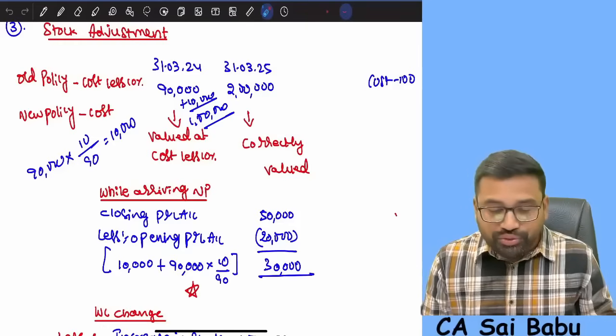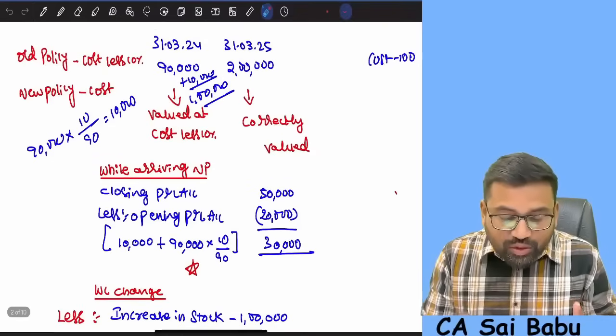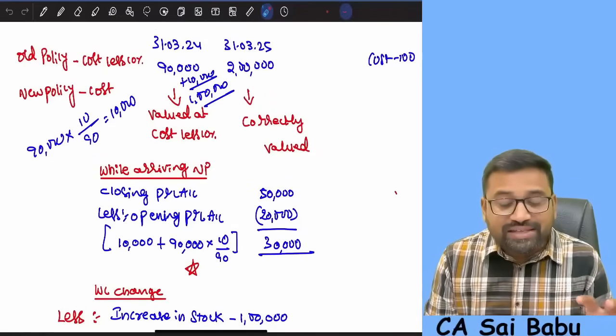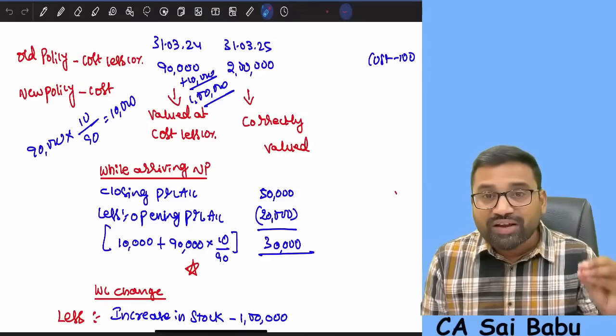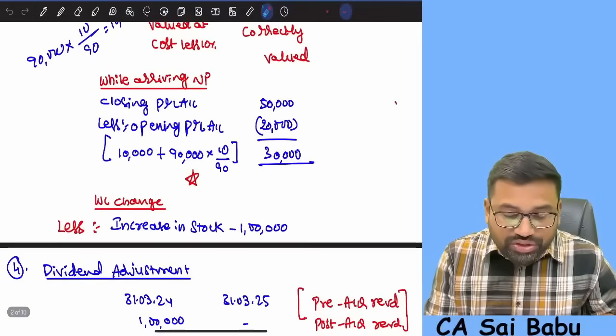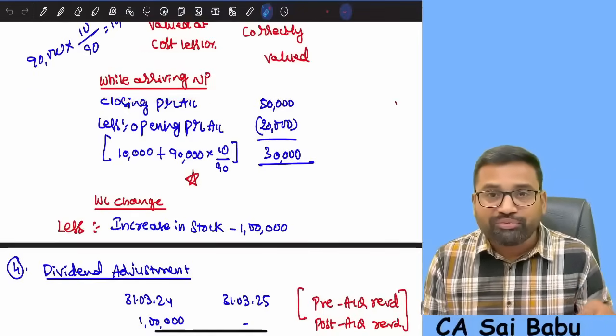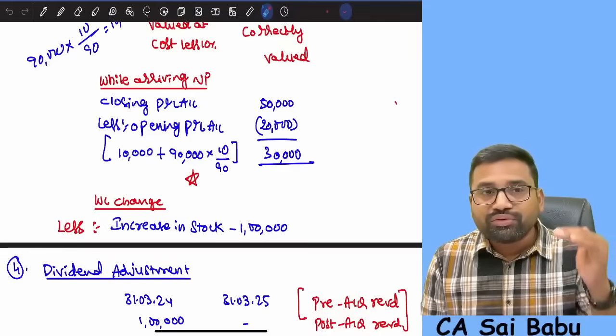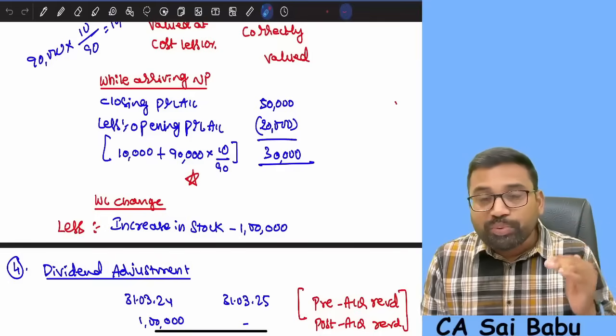Therefore, what I need to do is, in the question, if they have given any adjustment relating to stock and they said that opening stock was undervalued, now what you need to do is, suppose you need to ascertain net profit before tax. Suppose net profit before tax is not given in the question. What we need to do? Closing P&L balance minus opening P&L balance.